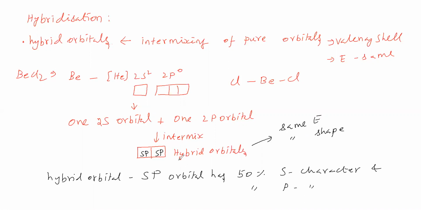So what is the shape of a hybrid orbital? A hybrid orbital is always represented with one lobe big and one lobe small. Like this only we have to represent a hybrid orbital, and at the center is the nucleus. So we represent a hybrid orbital in this way: one lobe big, one lobe small.